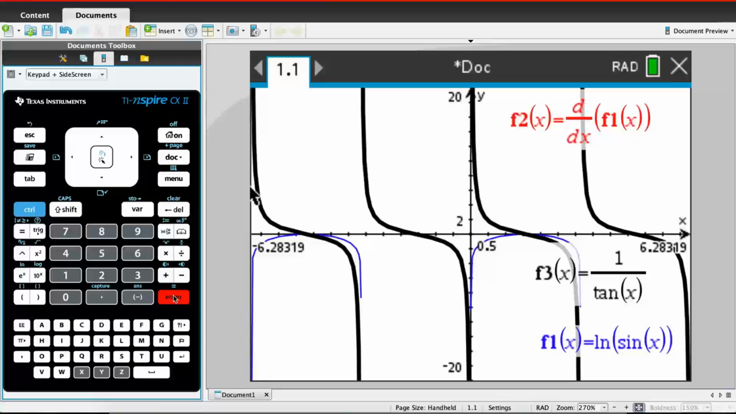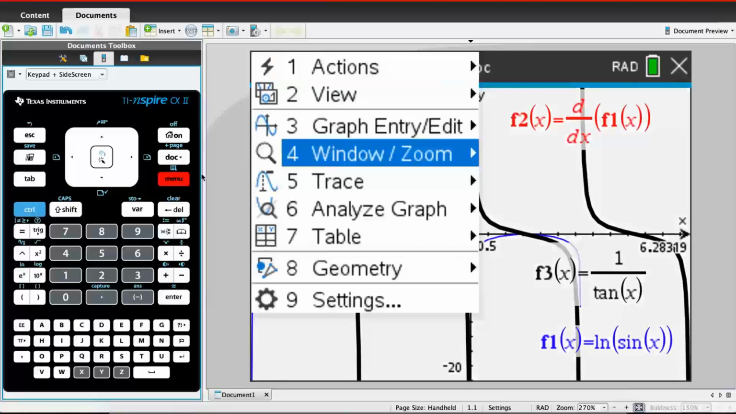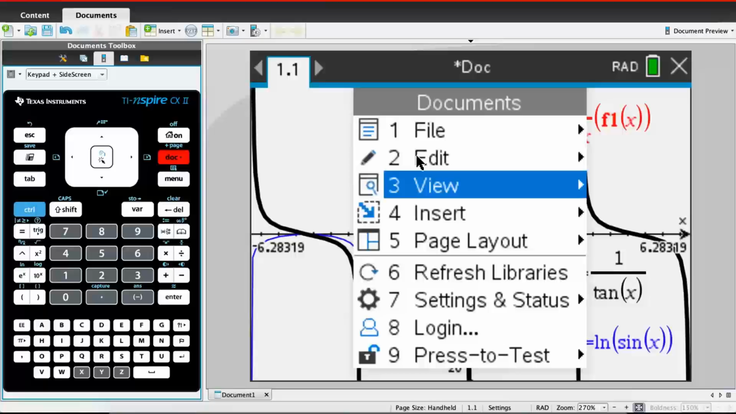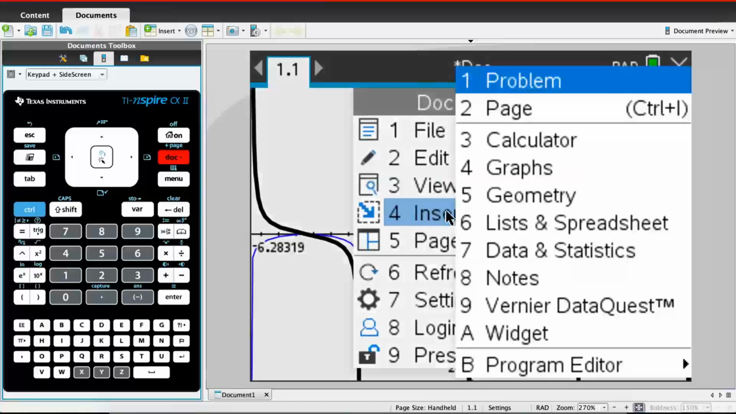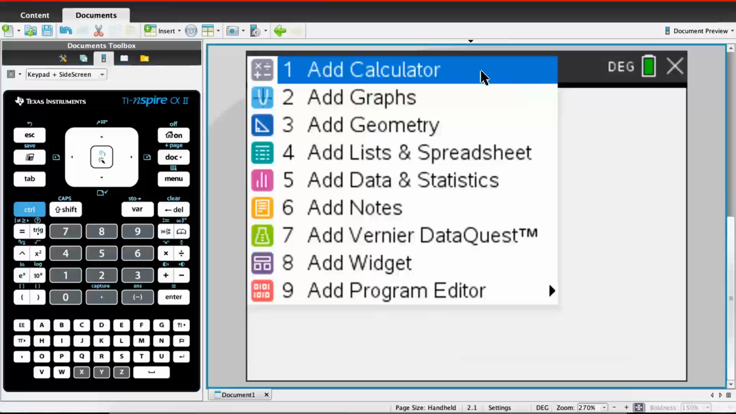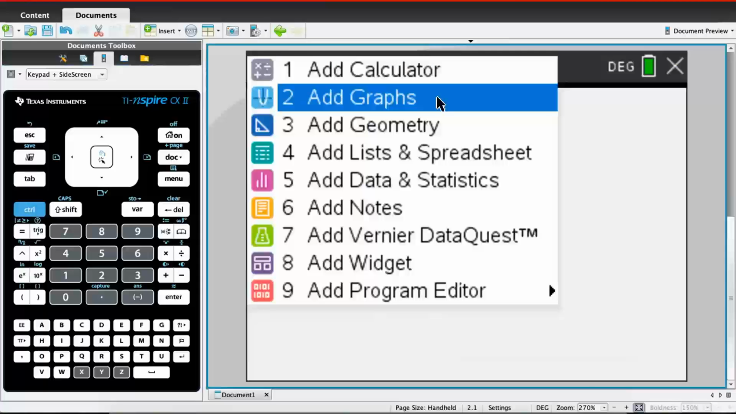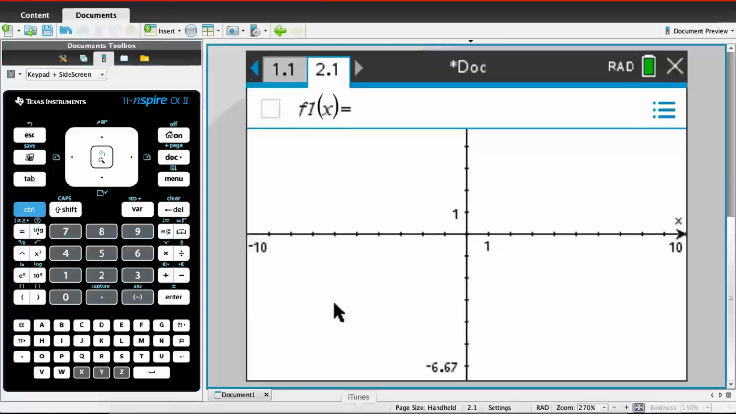For my next question, question 5, in any of these questions, as Mel mentioned earlier, it's always a great idea to start each question with a new problem. So I'm just going to go menu, doc, insert, and I'll insert a new problem for my next question. And in my next question, I'll also be using a graphs page. So let's go back to look at the question.